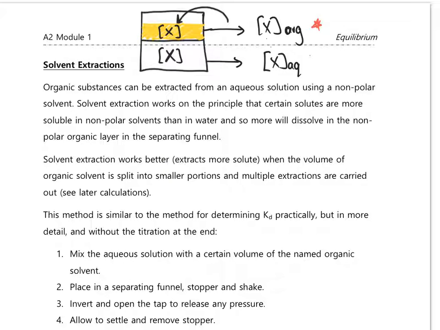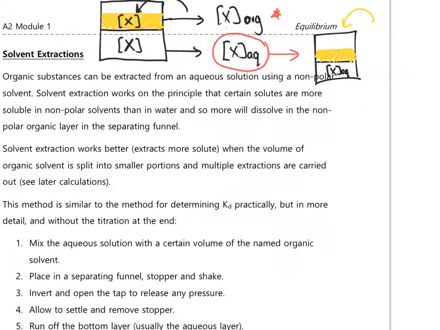But what you can see is there's going to be a certain percentage of X still dissolved in my aqueous solvent. So what I can then do is put that back into a separating funnel. My aqueous solvent in a separating funnel, which will still contain a little bit of X, and then add in some more organic solvent. Again, I would shake it, and some of X would move into the organic layer.